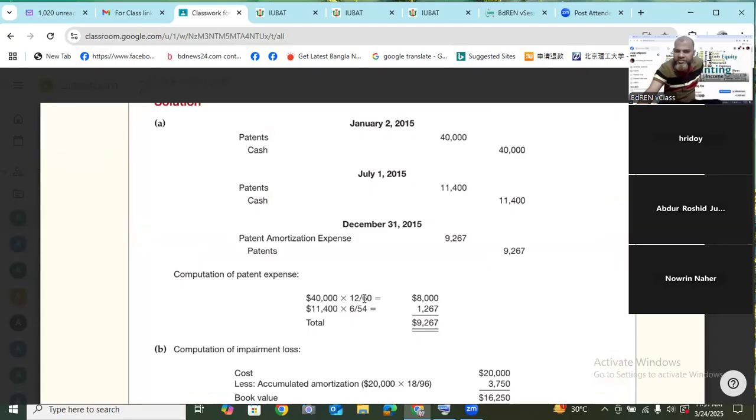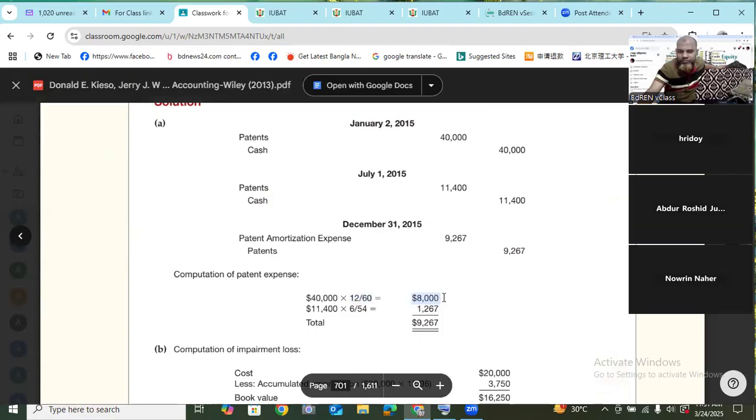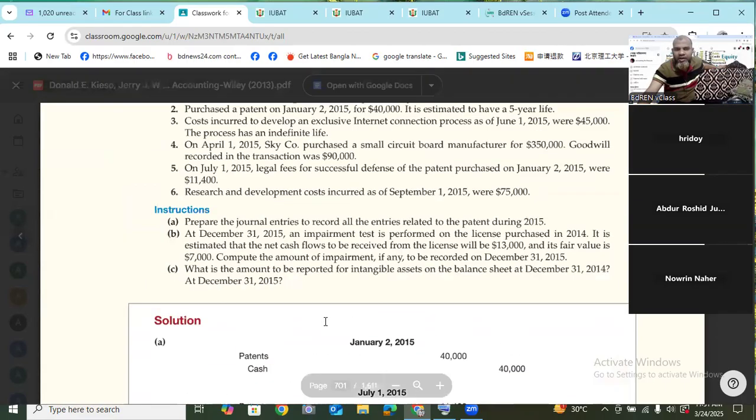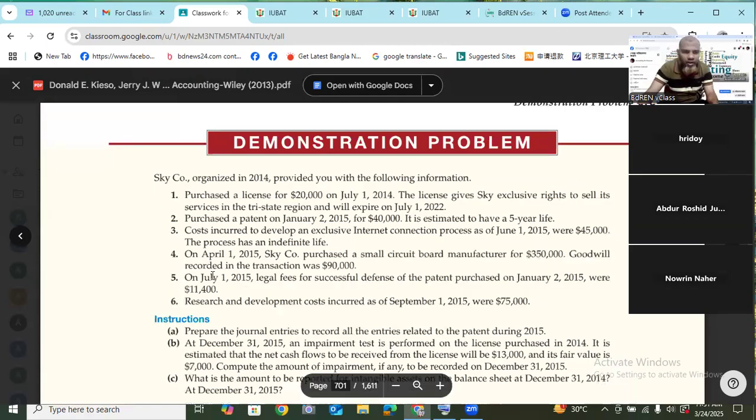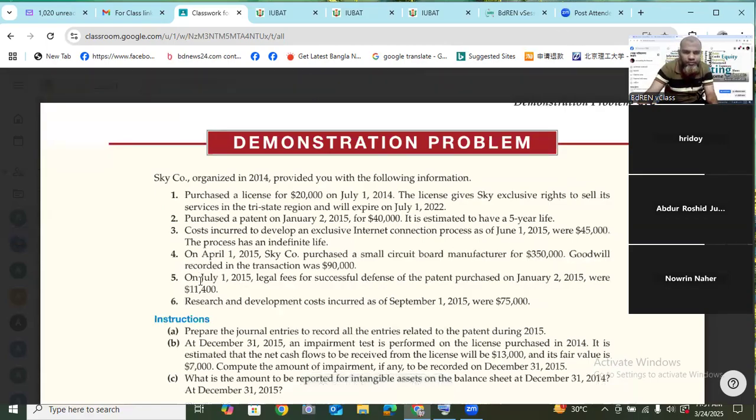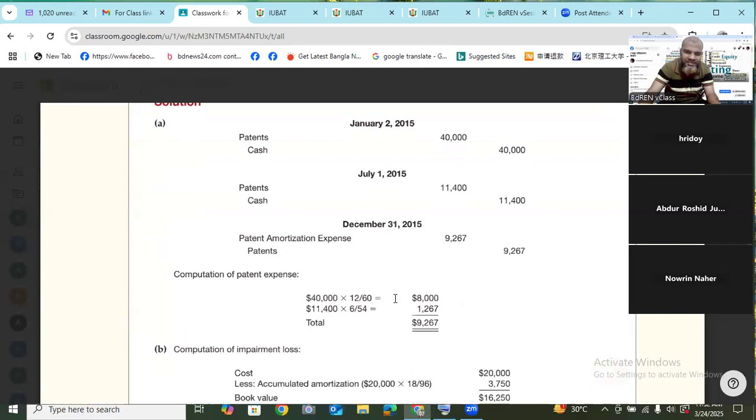That's 60 and 12. Okay, this is 12 month, 8,000. And then for 11,400, this is July 1, isn't it? July 1 means 6 months gone and 6 months. So 60 minus 6, that means 54 months and 6 months.